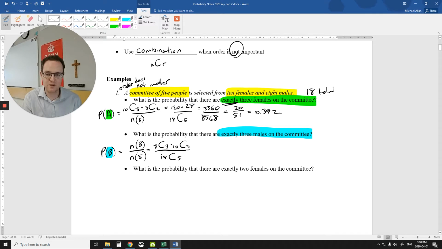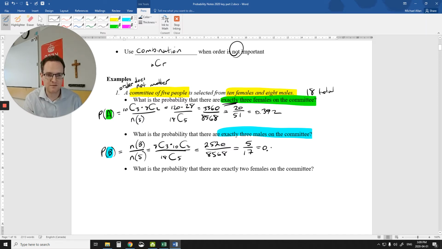I already knew this number. This is the total number of committees of 5 here, so this is going to be 8,568 still. The top number is slightly different. My top number is going to be 2,520, sorry, 2,520. So you just punch these both in your calculator, get that top number, and reduce this down. So 5 over 17. Now, if I were to look at these fractions, I wouldn't know which is which, like which is the more favorable one.